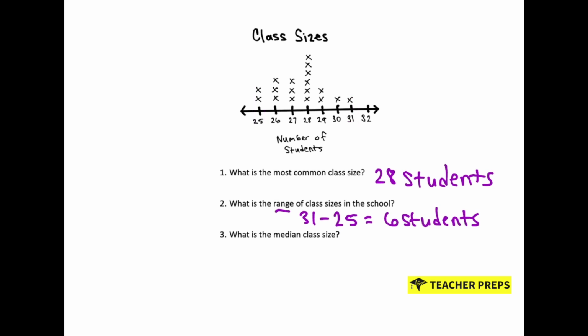The last question says, what is the median class size? When we find median, we can take one off the front and one off the back until we find the exact middle number. So I'm going to go ahead and do that using my line graph. We have one off the front, one off the back, one off the front, one off the back, and we can continue this till we find the middle number. We can see that we have 2 middle numbers. When you have 2 middle numbers, you can add them and divide by 2. It won't make a difference in this case because the 2 middle numbers are the same. So our median is 28 students.